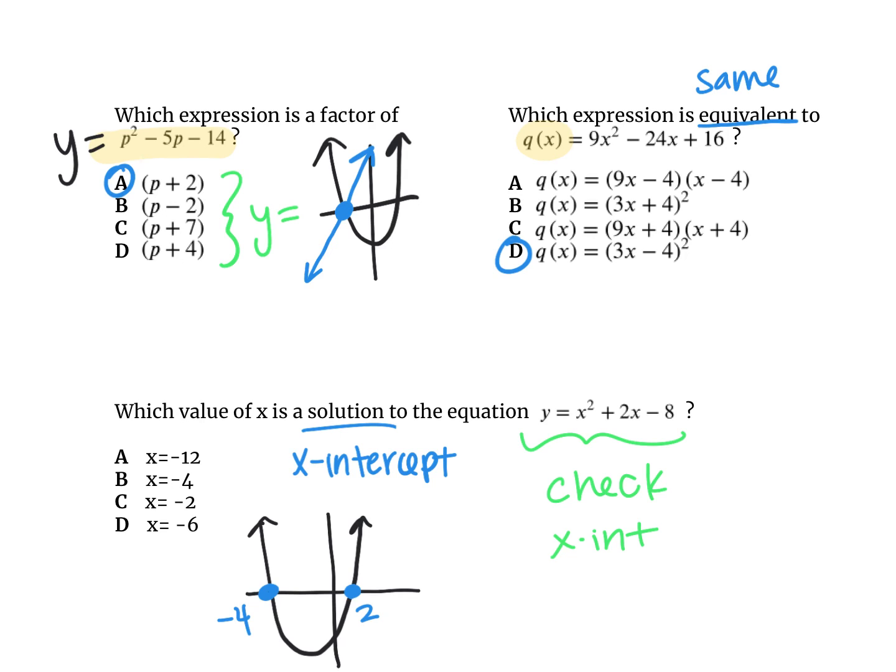So we saw in Desmos that our x-intercepts were here at -4 and +2. And if you look in your answer choices, the only one that matches would be answer choice B.